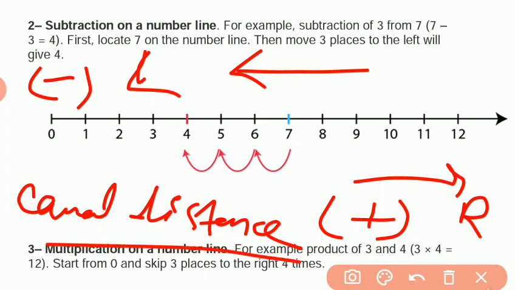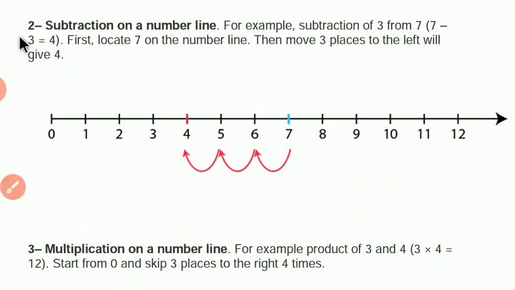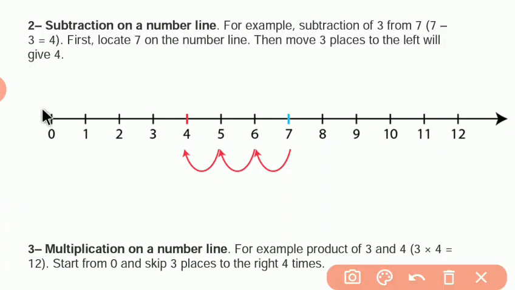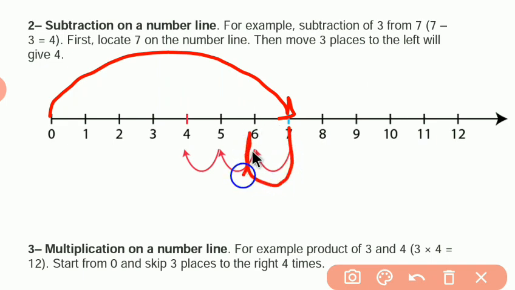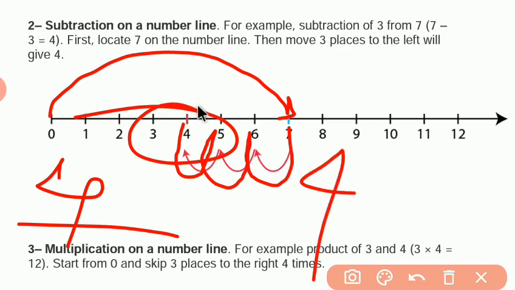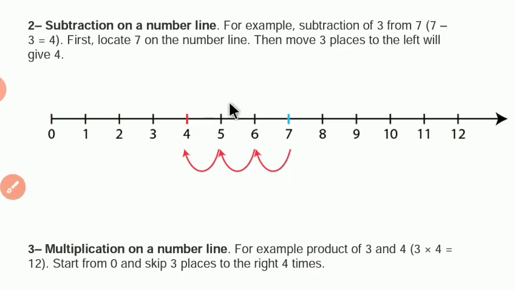First we'll start from 0 to 7. Then we have to subtract how many numbers? 3. It means we have to move left how many times? 3 times. So from 7 we'll move 3 times. 7 to 6, 1, then 2, 3. So you can see that we got the answer 4. If we subtract it directly, then also we get the answer 4. So this is the way to find subtraction on a number line.